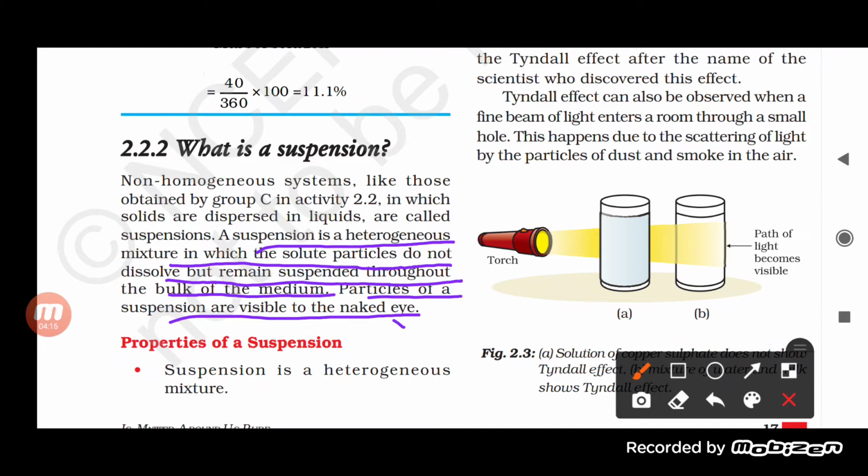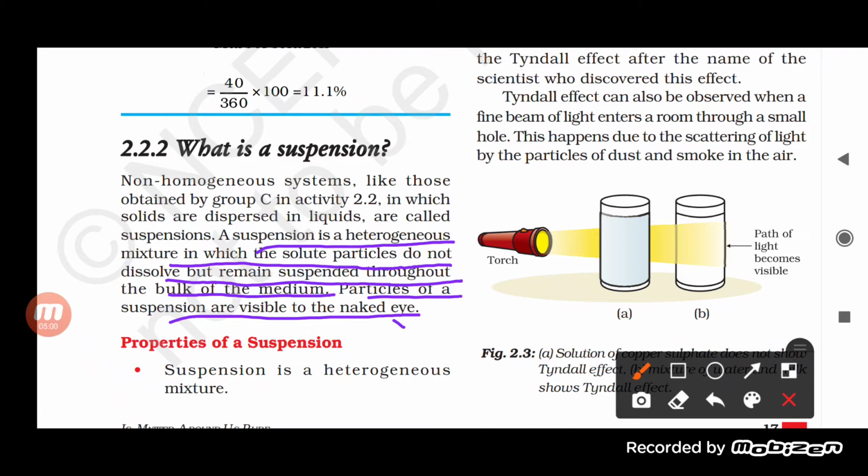So this is a heterogeneous mixture in which solute particles are present, but they do not dissolve; they remain suspended throughout the solution. They are present in the solution, but do not mix with the solvent and remain suspended. The size of the particles is more than 100 nanometer, and obviously we can see them with our naked eyes. That is what a suspension is.